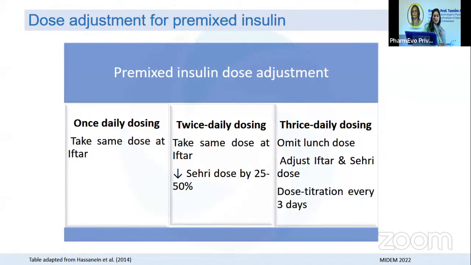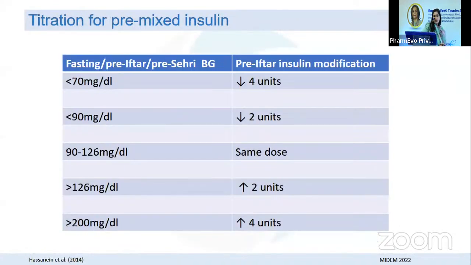Again, this is the same titration for premixed insulin. If the patient is experiencing symptoms of hypo or sugar less than 70, reduce the dose by 4 units. Or if hyperglycemia is there and sugar is more than 200 during fasting, increase the subsequent dose by 4 units.